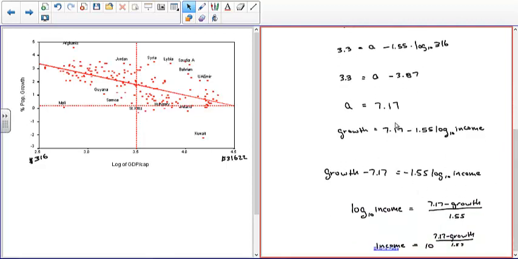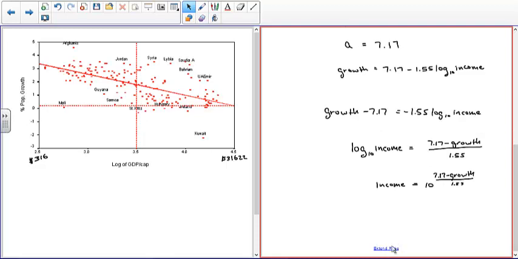Now, what you can do is take the linear equation, which is fitting this data, and then solve for the income here. So right now it's the log to the base 10, so this is a solution of a logarithmic equation. I'm solving for, this would be y and this would be x. So I want to solve for x. So what I do is subtract 7.17 from each side, divide by negative 1.55, and then I have log to the base 10 of the income. I want to solve for the income.